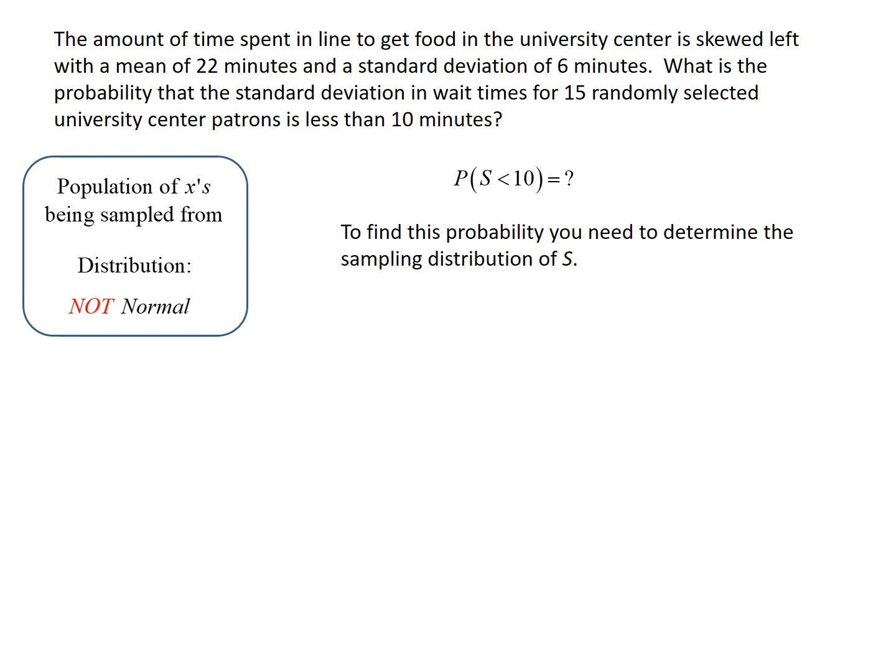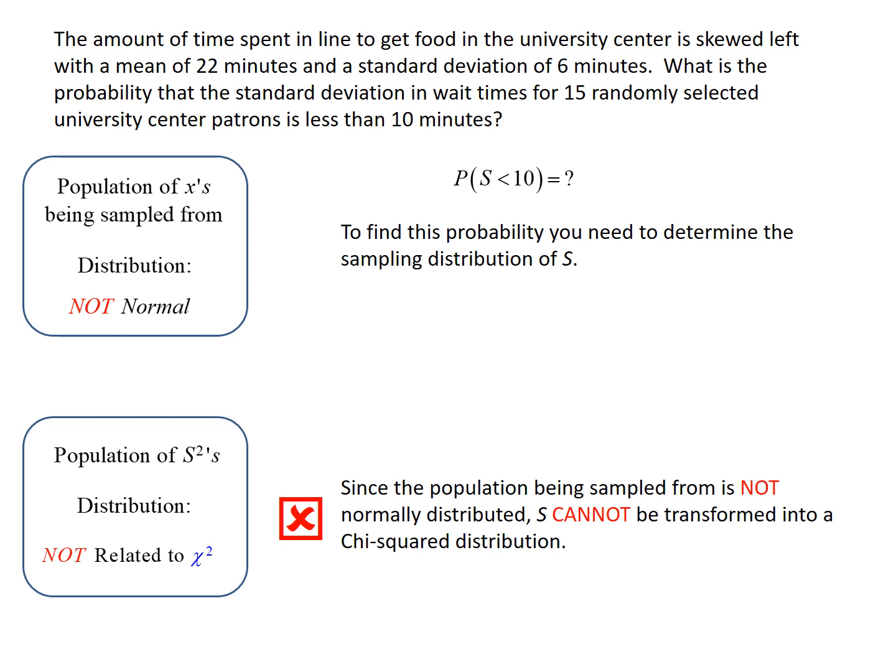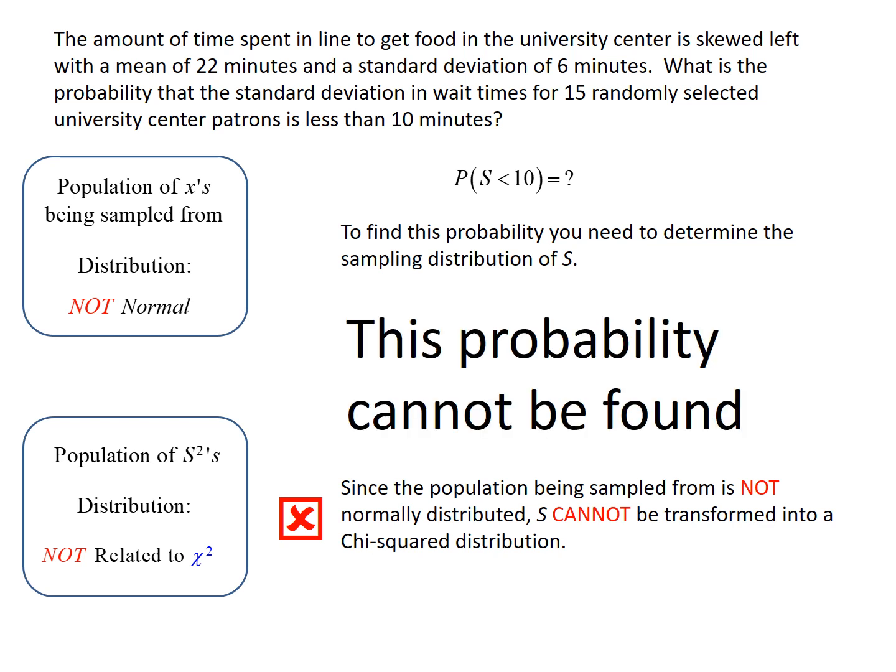Now, the population we're sampling from, we're told, is skewed left, okay, which is not normal. Right? The normal distribution is perfectly symmetric. And because the population we're sampling from is not normal, we cannot relate the sample standard deviation here to a chi-squared score. So we can't do our chi-squared transformation, which means we also can't do this probability.